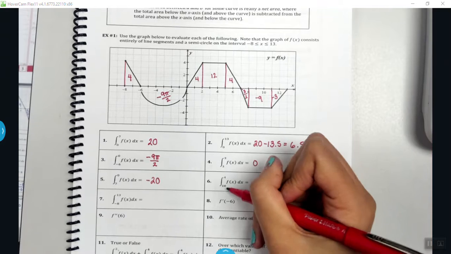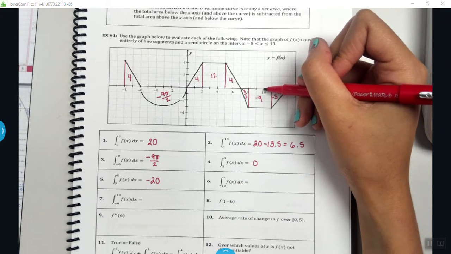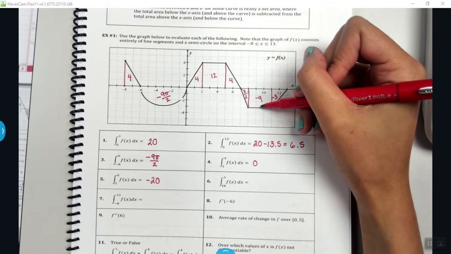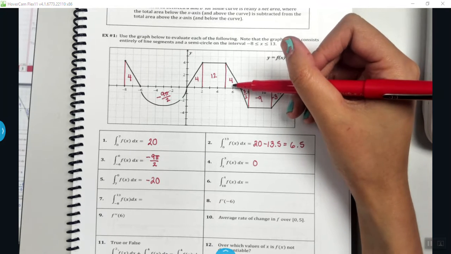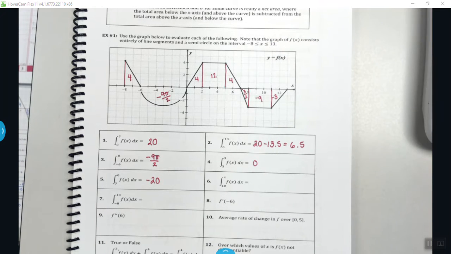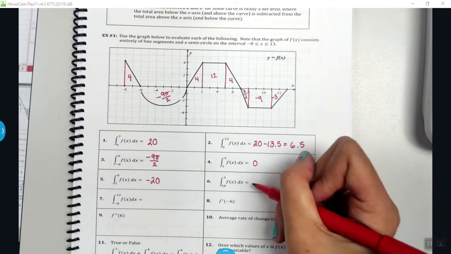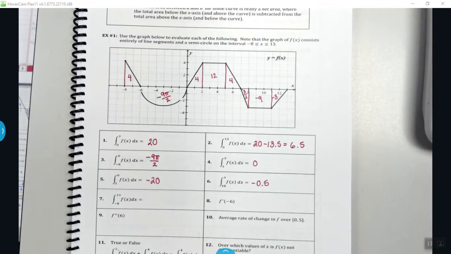All right, 10 to 4. Oh, can we just not do that one? No. 6. It's -1.5. Four. What'd you guys get? I got -0.52. Did you get -0.5?